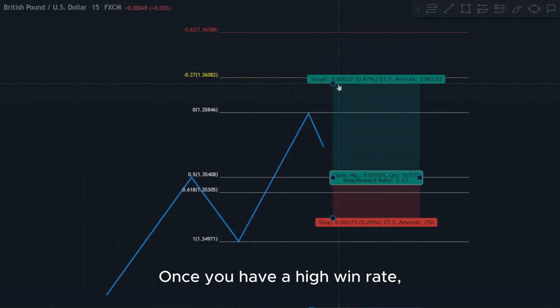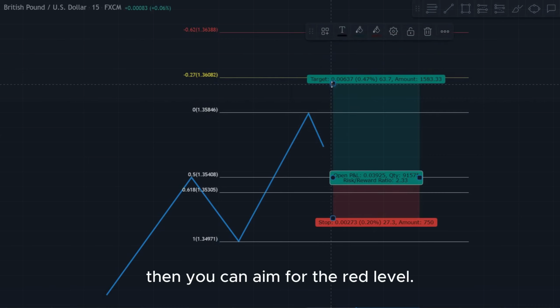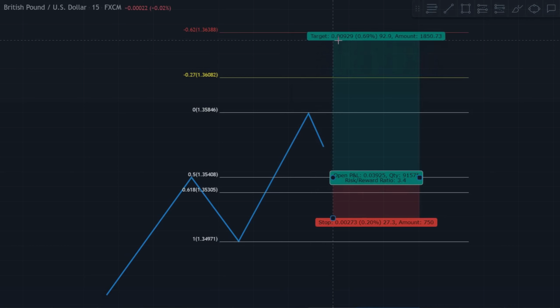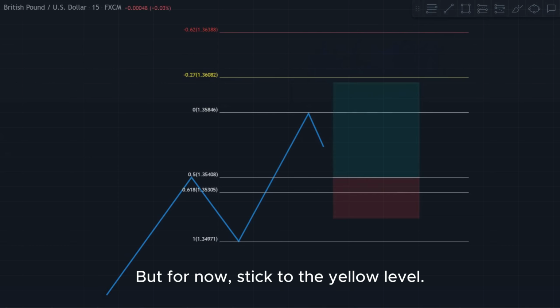Once you have a high win rate, then you can aim for the red level. But for now, stick to the yellow level. That's how to use the tool. It's that simple. Now, let's go through a few examples.